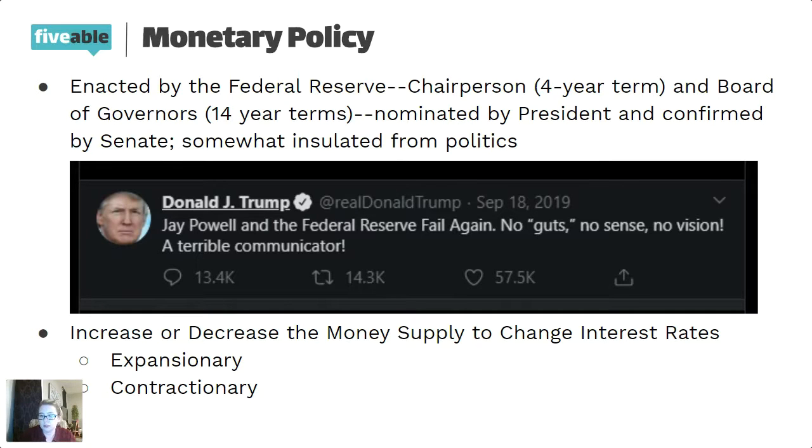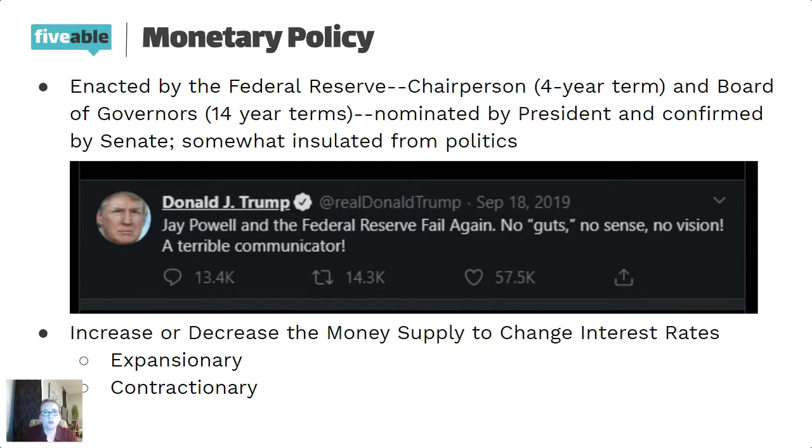Donald Trump, just like he does with everything else, has tweeted about the Fed. This tweet is from 2019. However, I think just last week he criticized the Fed for not cutting interest rates more in the wake of COVID-19. They dropped interest rates 0.5%. So let's talk about why and how they drop interest rates.